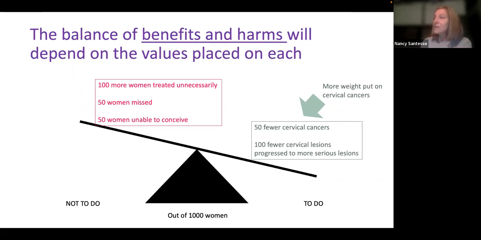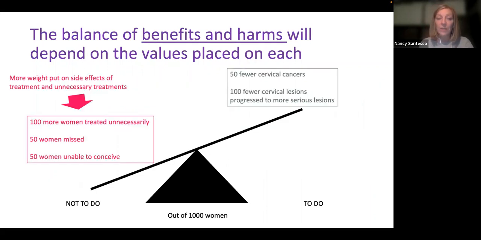And that is the type of information we want from patients and the public. How much weight do you put on preventing cervical cancer versus possibly not being able to conceive because you received a treatment that you really didn't need? Any thoughts about that, where the value comes from, why we would look for that?